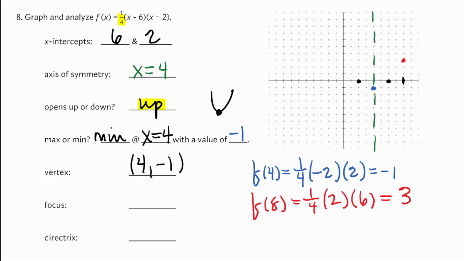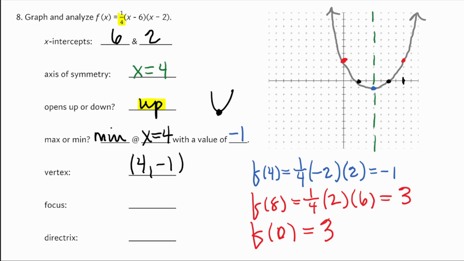And, because of the symmetry of the parabola, I also know that if I went 4 to the right of x equals 4, I could go 4 to the left of x equals 4 and be at the same y value. So that would be f of 0 is also going to equal 3. And we can see that, yeah, it's positive 12 divided by 4 is positive 3. I think this is good enough for us to make a really nice sketch of the parabola. Yeah, that was good. Okay, and then the focus and directrix.